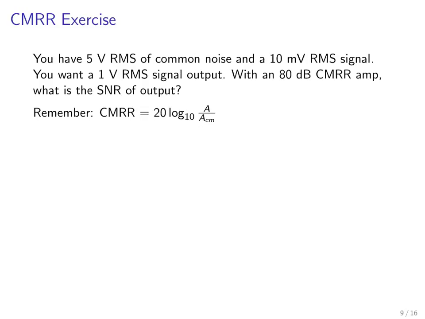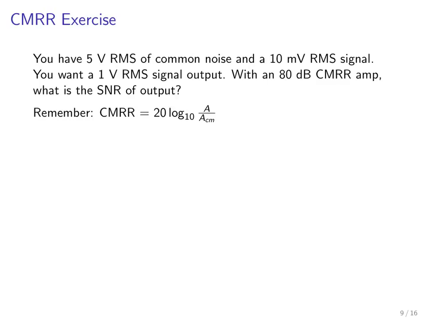Okay, so let's go through an exercise to show how we can leverage the CMRR number for a given device in a useful way. So let's say that we have 5 volts RMS of common mode noise and a 10 volt RMS signal. Let's say then that we want to scale that 10 volt RMS signal so that it becomes 1 volt RMS at the output of the circuit. Now let's say then that in building that differential circuit we have an 80 dB CMRR amplifier, and the question is, what is the SNR of the output?